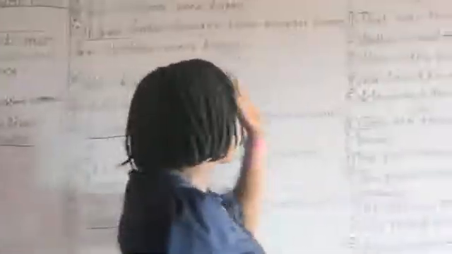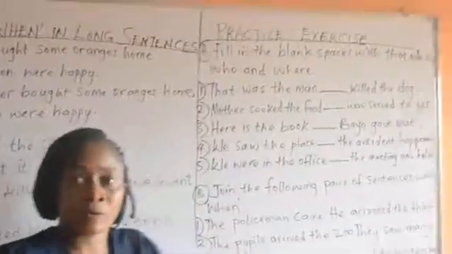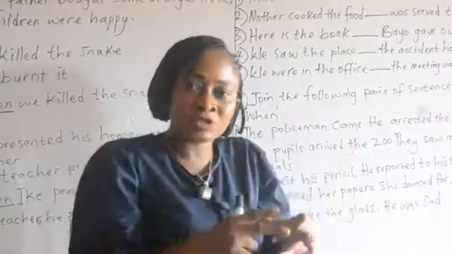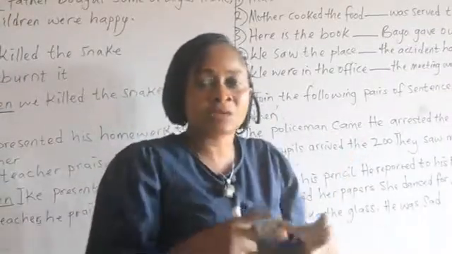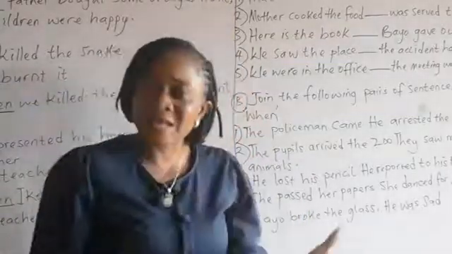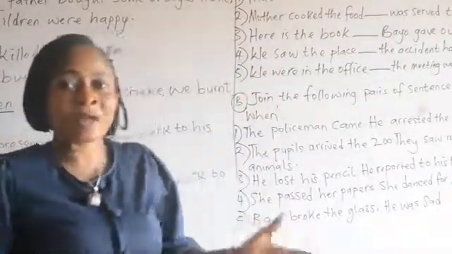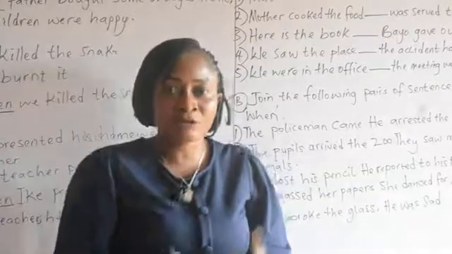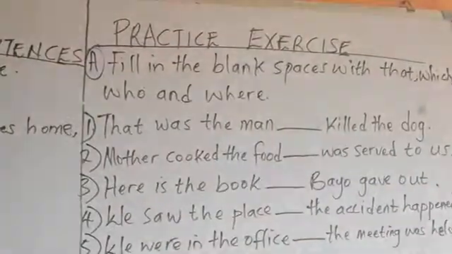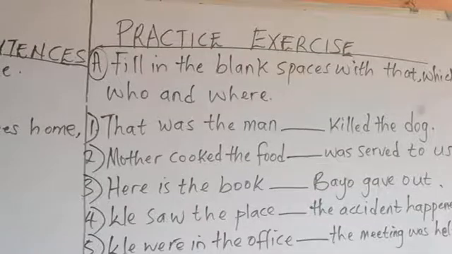Make sure you do so when you're writing, when you're reducing two sentences, joining them together with the word "when". Please. Then you have your practice exercise. You know practice makes perfect. What I've just explained to you, it will be very good if you practice it. Number 1 or A. You have to fill in the blank spaces with that, which, who, and where. Do not forget the clause I've just introduced to you.